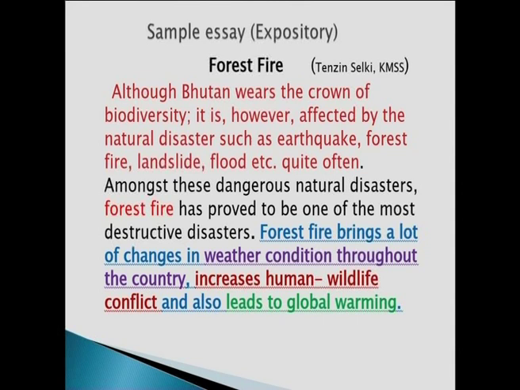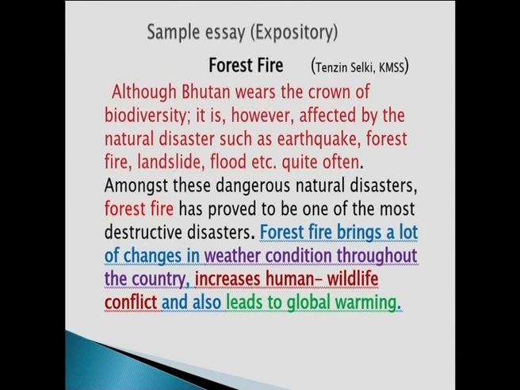Right, your time is up. I'm sure you must have identified some of the components, if not all. Now, let's look at it together. The title of the essay is Forest Fire, and this essay was submitted to me by one of my students.